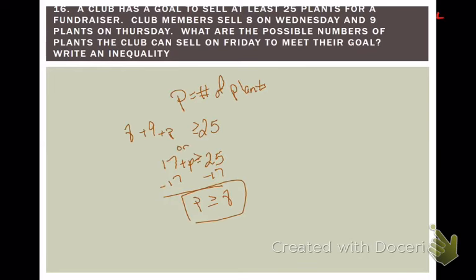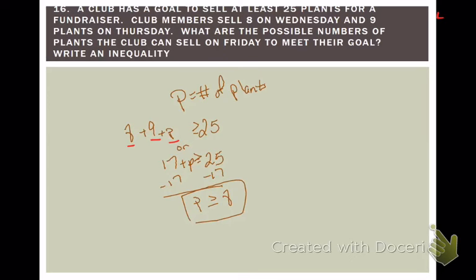Okay, did you do this? Did you use x instead of p? If you did, that's fine. But our variable is going to stand for the number of plants. Right, we sold 8 on Wednesday, 9 on Thursday, so those are going to add to however many we sell on Friday, which is P. That amount, that additional, that when you add that together, that needs to be bigger than or equal to 25. We can sell more than 25. We'd be okay with that. Right?